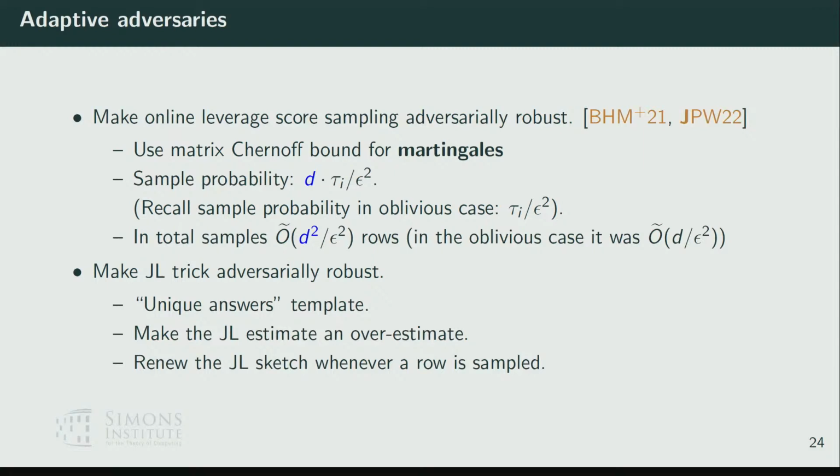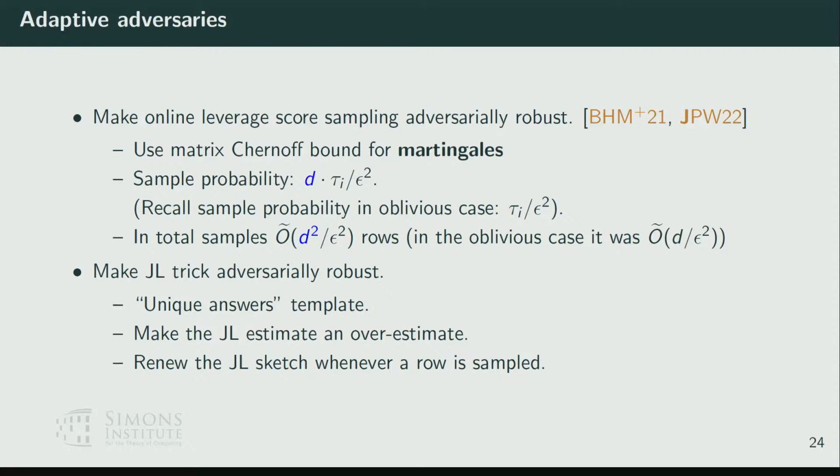And whenever we actually sample a row, that is when some information could be leaked about this JL matrix. At that point, we will renew the JL sketch, so discard the previous JL sketch, and renew it with fresh randomness. Okay, I think I'm running out of time, but is there any question for the second part?